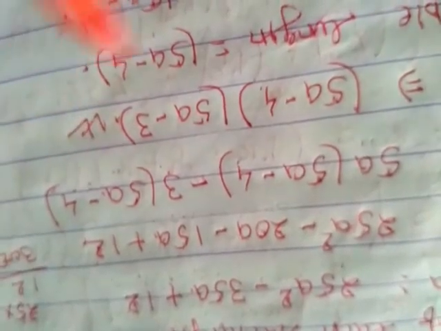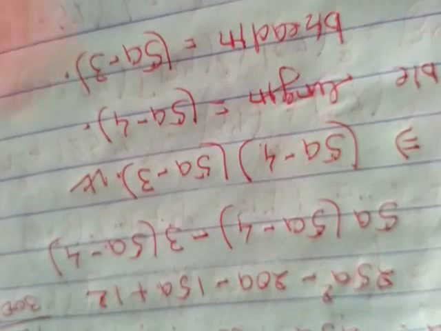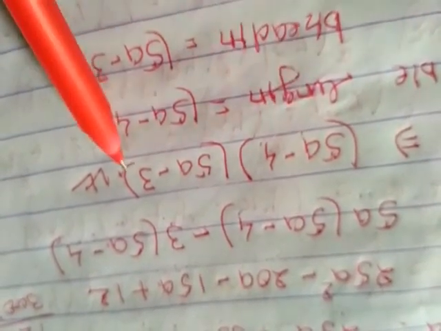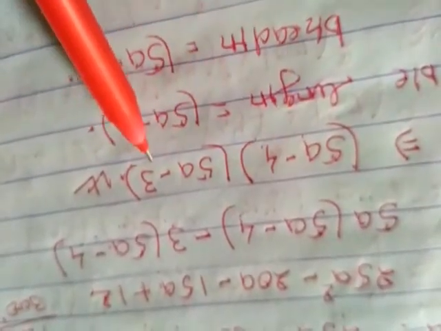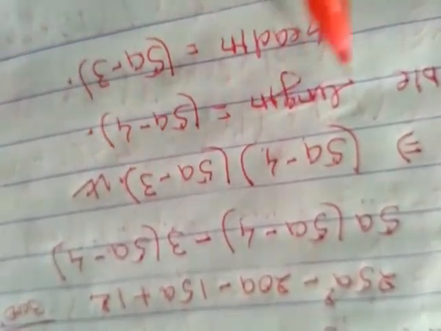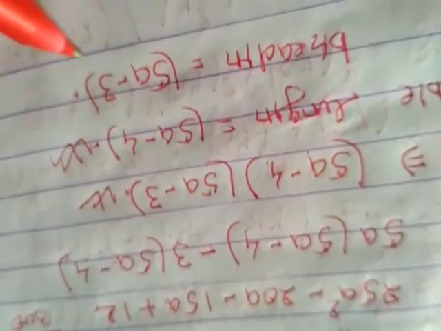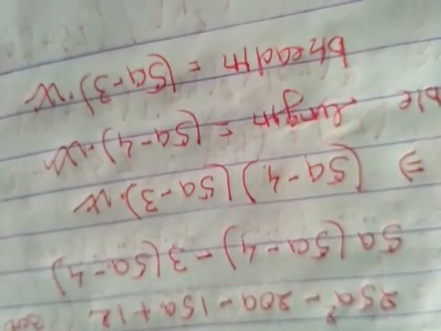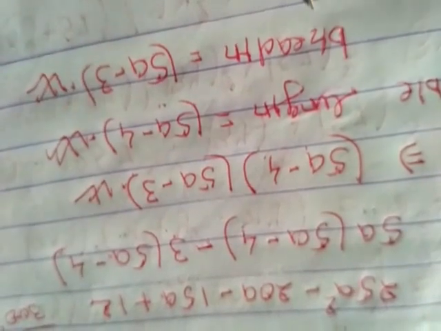Now as you know, the area of a rectangle is equal to length into breadth. So either one of these two can be assumed as length and breadth. Here I assume the possible length is 5a minus 4 and the possible breadth is 5a minus 3.